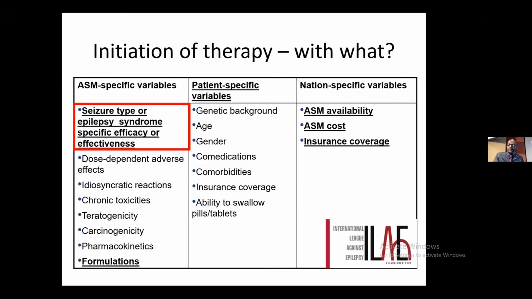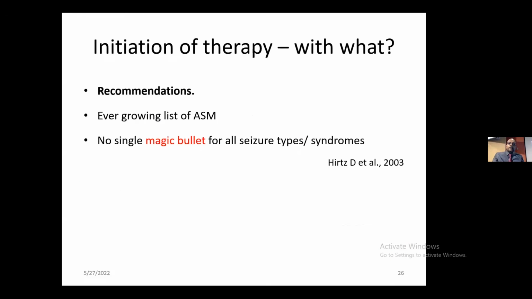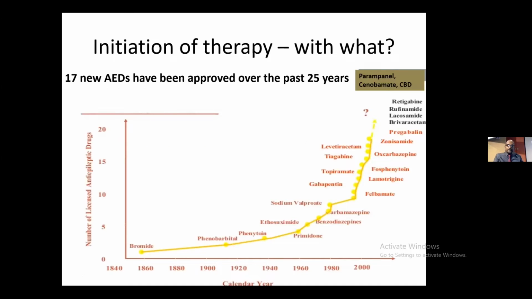So we just discussed the epilepsy syndromes and what anti-epileptic to be given to what syndrome. So there is this ever-growing list of anti-seizure medication, but unfortunately, there's no single drug. There's no magic bullet to cater to all the epilepsy types or all the syndromes.